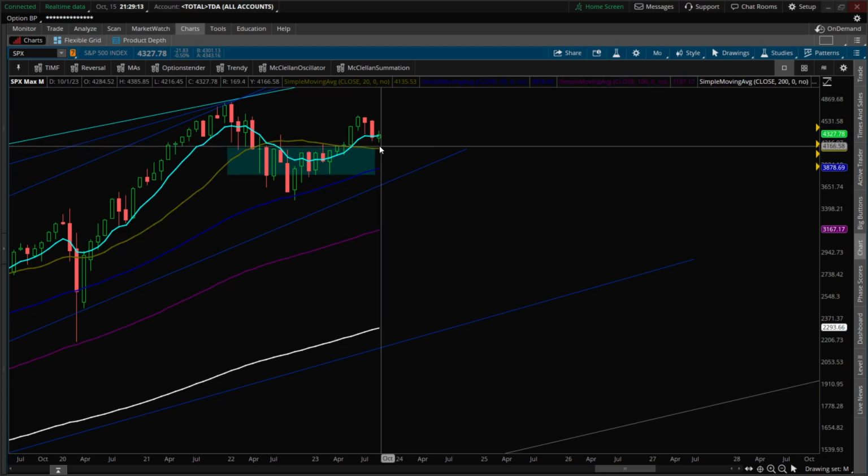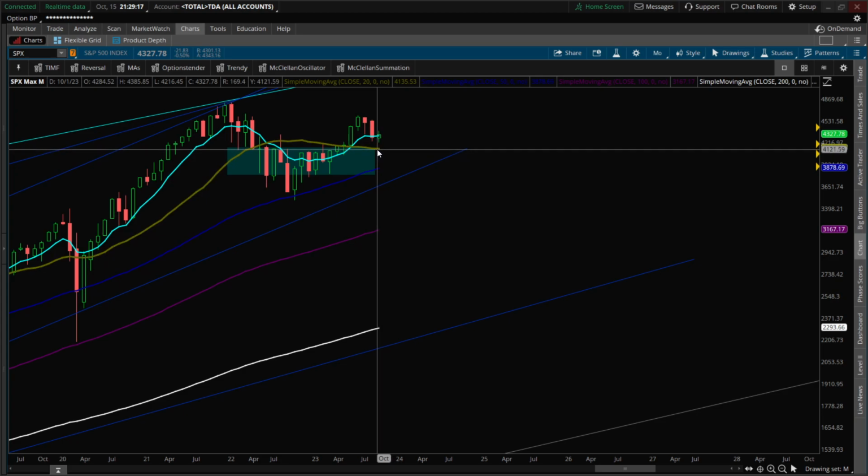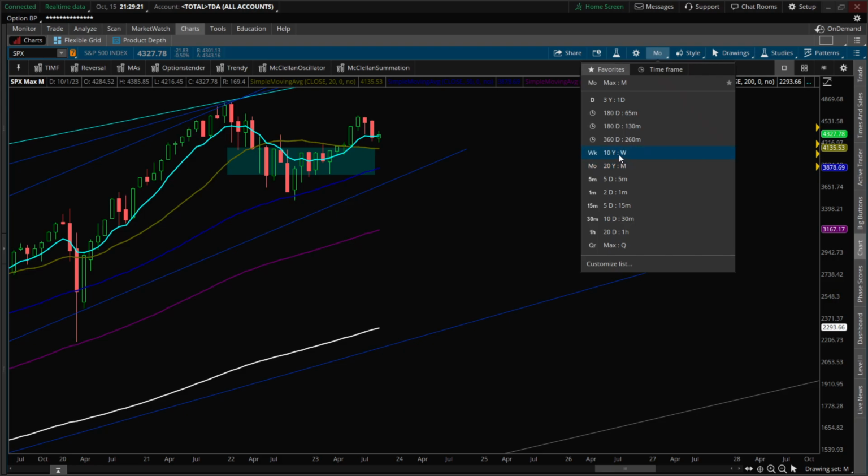So anyway, we're still looking to test this area at the 4,100 zone on the weekly time frame.